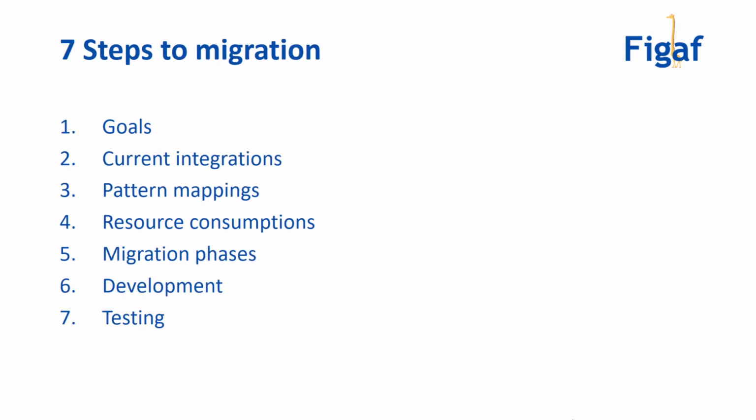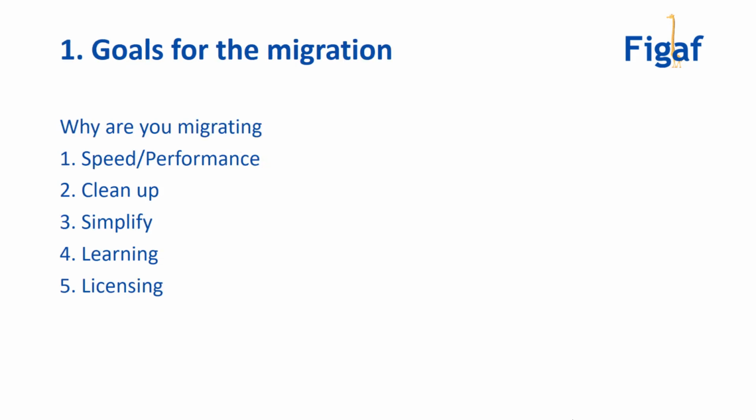So the 7 steps, we'll just go through them briefly here. We'll cover first what the goals with your migration are. Then you want to figure out what the current status is. Then you want to find what the different patterns are that you have. How do you estimate the resource consumption? Then we'll talk about the migration phase. What kind of process steps do we have in this? Then we'll talk about the development steps that you need to do. And obviously testing is important in this process.